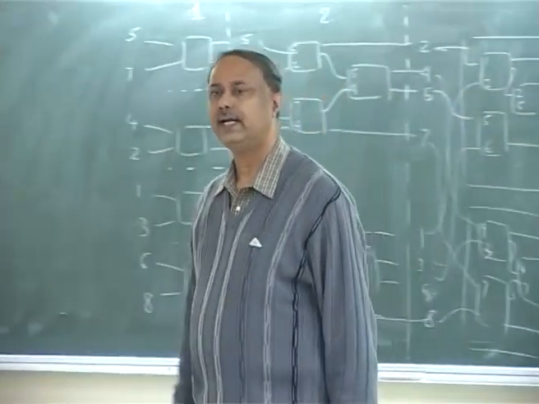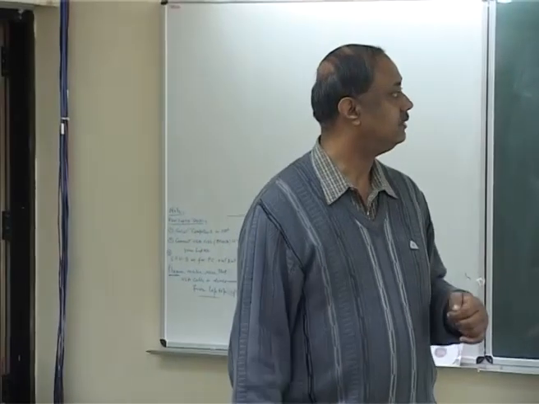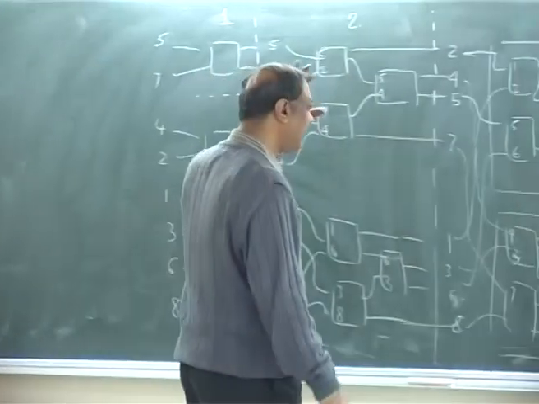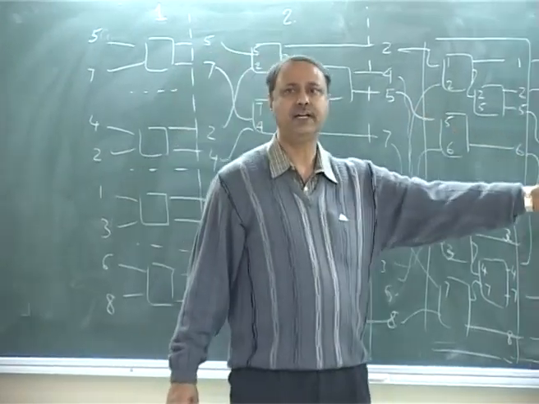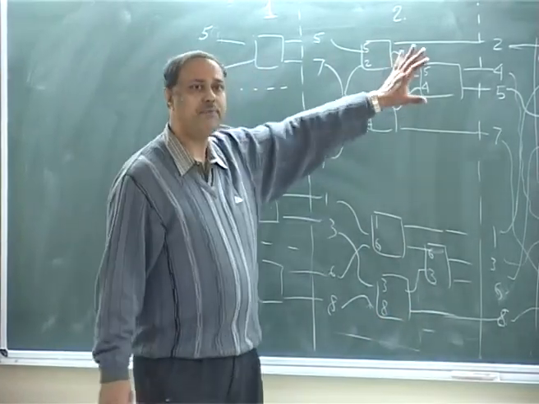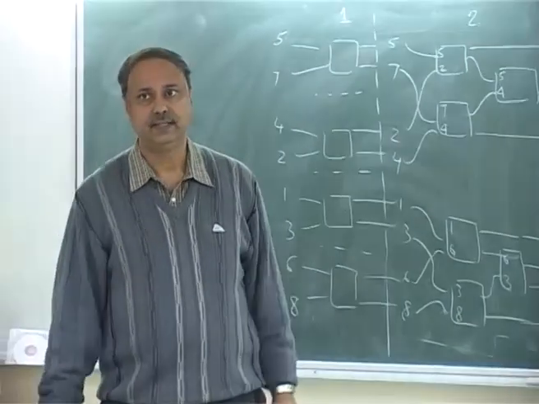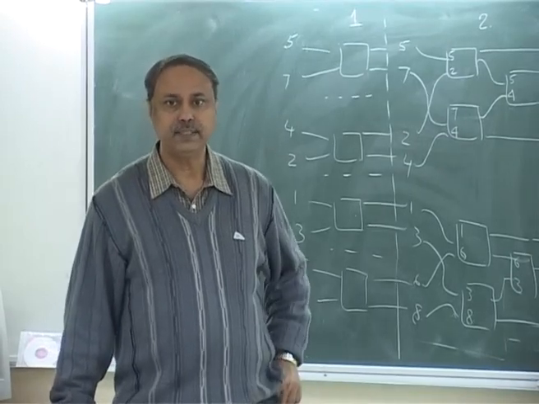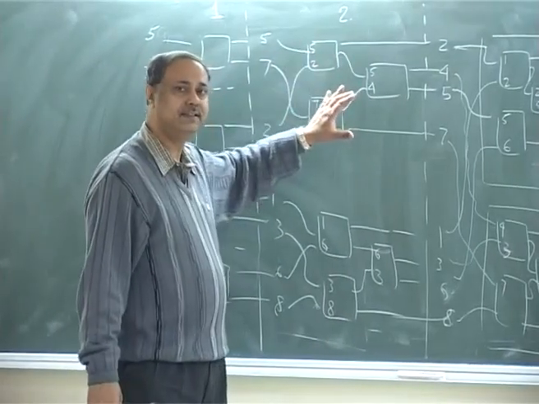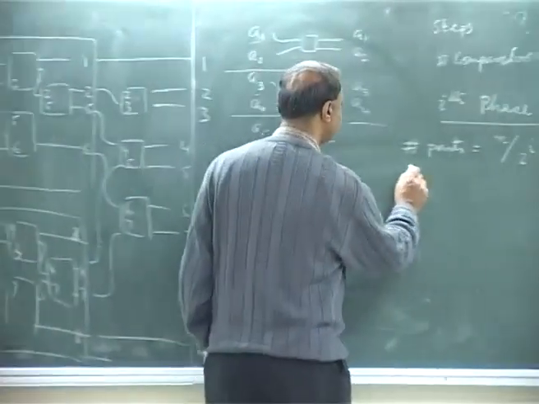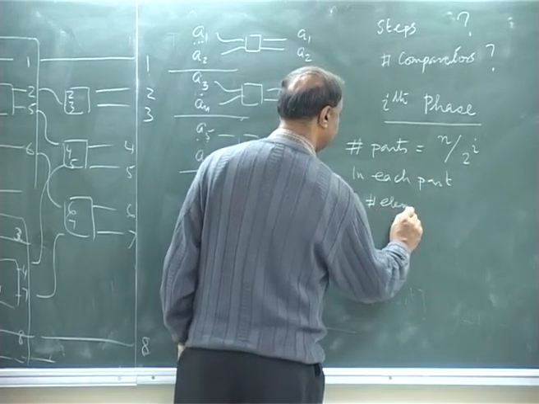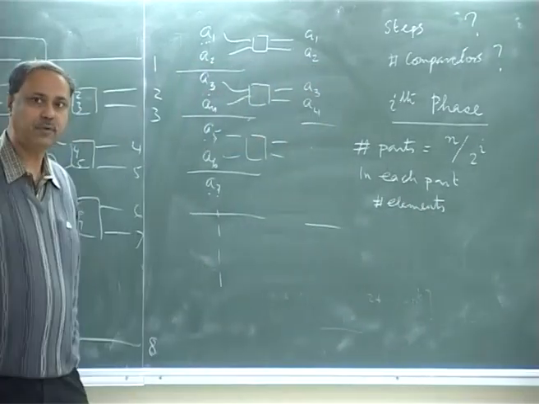Right? And now in the ith phase, in a particular part, say the kth part or the first part, because they are symmetrically distributed. If you have 3 here, here also you have 3. So I need to find out in one part how many comparators are there. Right? That will solve your problem. In each part, how many elements are there? 2 to the power i. Very good.